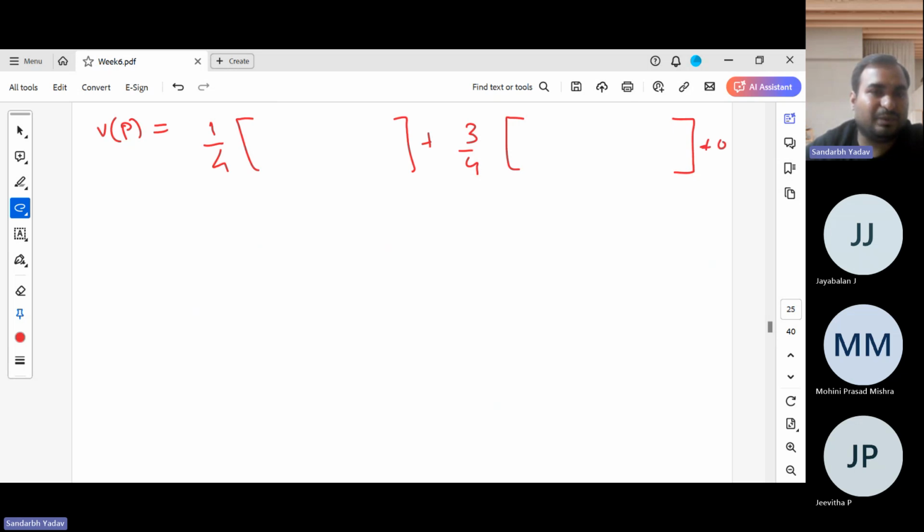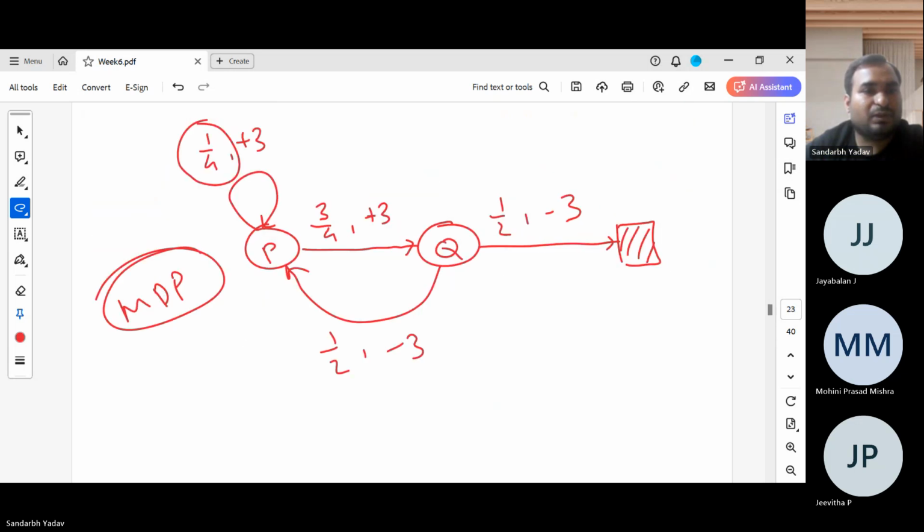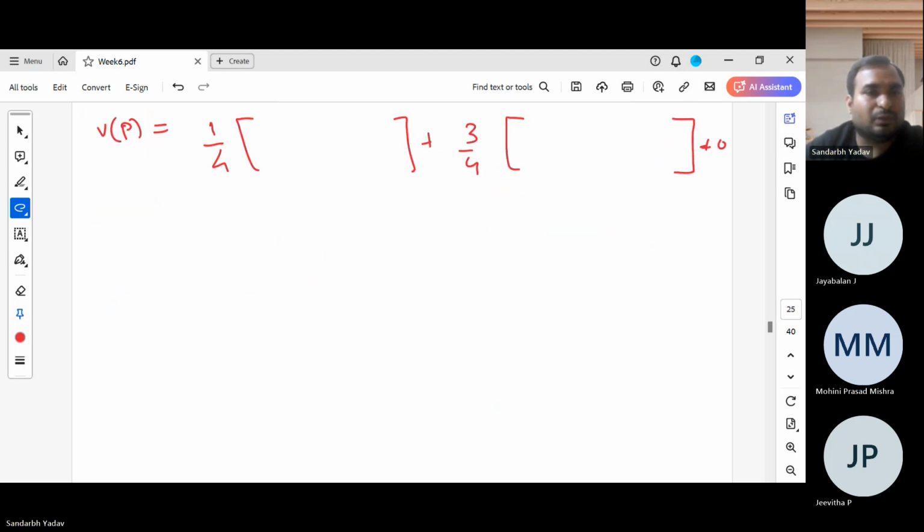What was inside? Inside was the one step reward first. So the one step reward in 1/4 is plus 3. And again, in this also it's plus 3, right? 3 plus 3 plus. Now there used to be a gamma, but since we are given 1, we won't use that gamma. Now what we need is, in this we were transitioning to P state only, so we will plug value of P itself, and in this we were transitioning to Q, so we will plug value of Q. So now this is our equation number 1.